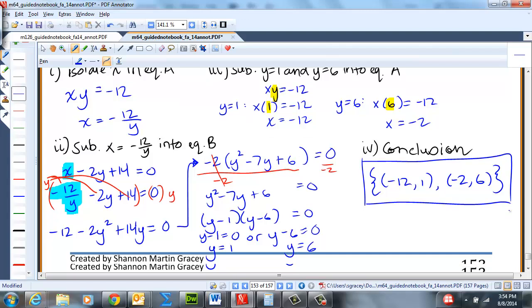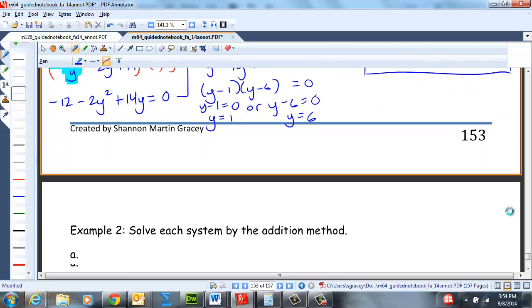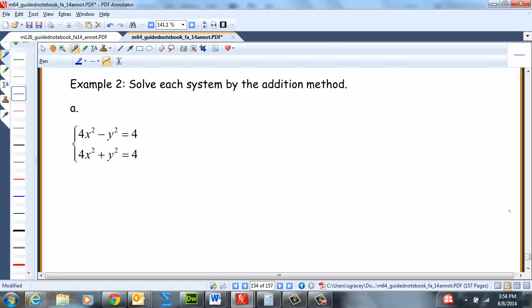Okay, so the next skill is solving using the addition method, or solving using elimination. All right, so here we go. We have our equation A and equation B. Remember that with the addition or elimination method, what you want to do is eliminate a variable. So you have to have coefficients that are opposites of each other. So when I look at the x's, they won't work in this problem unless we adjusted them.